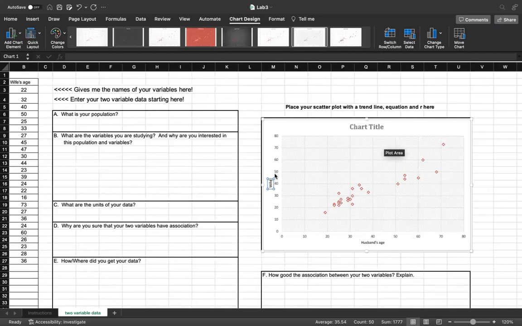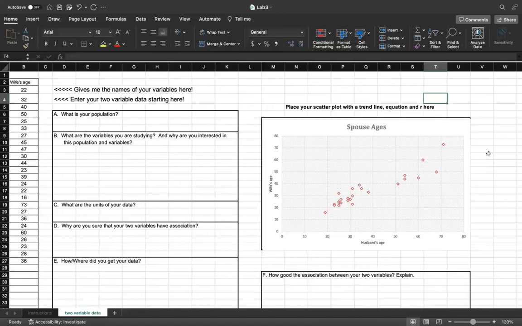Is the horizontal one the Y or the X? The vertical one is Y, the horizontal one is X. And then whatever you want your title to be, as long as it's related. Spouse ages, I don't know, making stuff up as I go along.